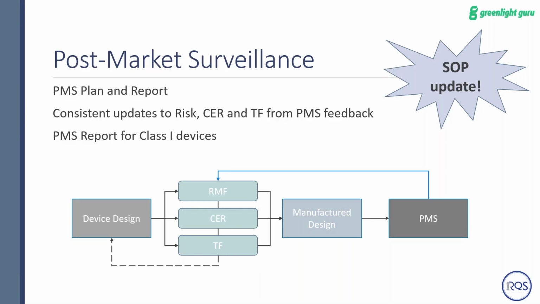So initially, you're going to need to have a post-market surveillance plan in place. So this should be an actual document or an actual procedure that you have in your quality system. So you'll see up here in the top right, is it a new SOP or an update to an SOP? And that kind of gives you a hint on what you need to do to get your quality system ready.